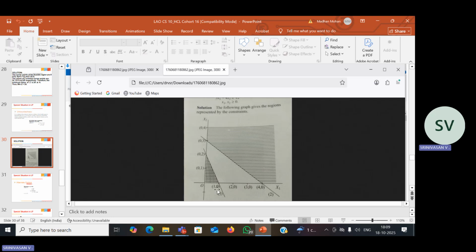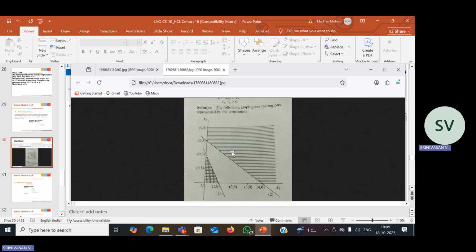And this is your 3x1 plus 4x2 greater than or equal to 12. So you have 3x1 plus 4x2, that is 3 into 4 plus 4 into 0, isn't it? So (4, 0). If you take x2 equal to 3, x1 equal to 0, (0, 3). So you have (0, 3) on the x2 axis, (4, 0) on the x1 axis, and that it is greater than or equal to 12.